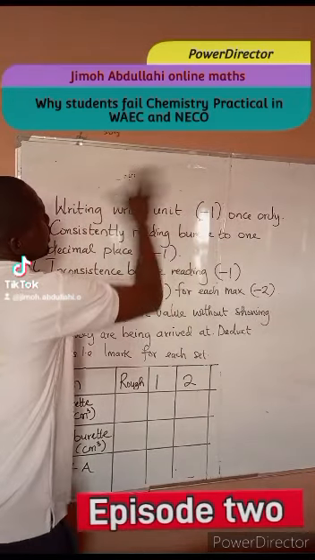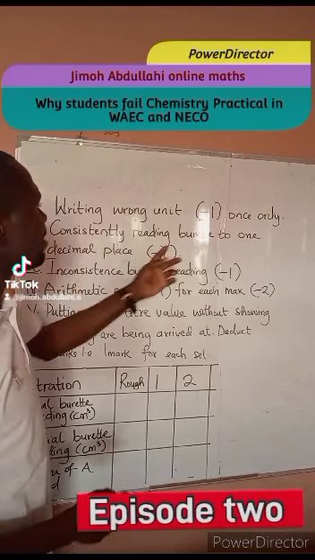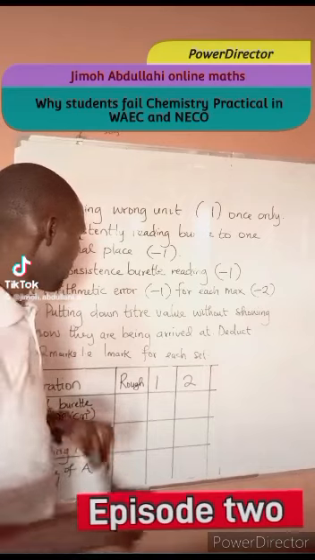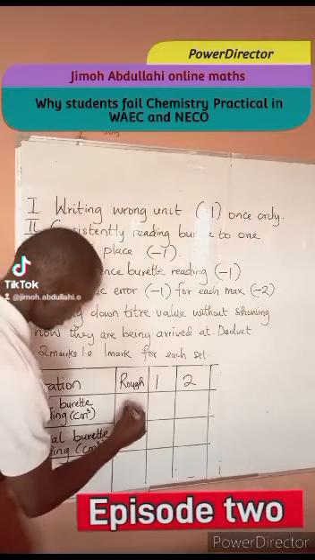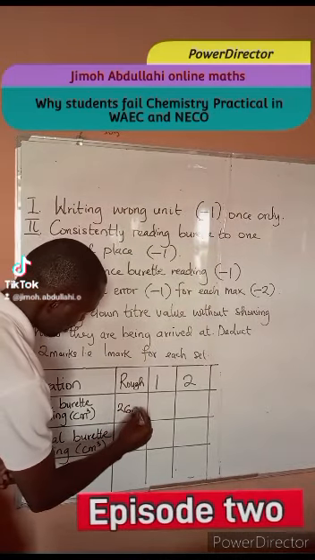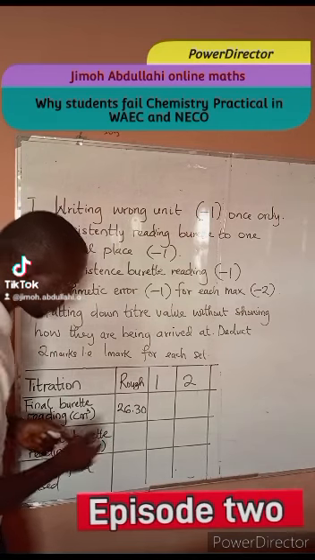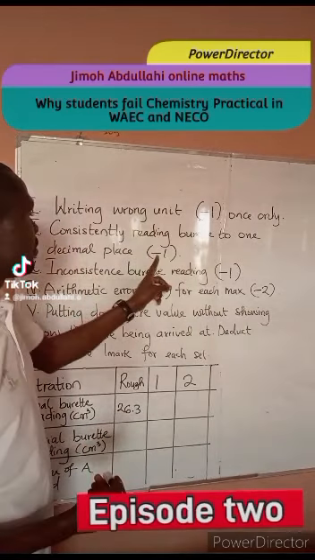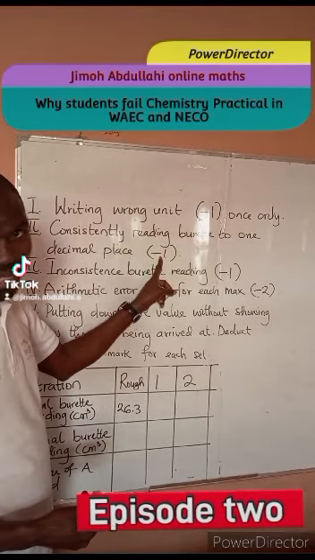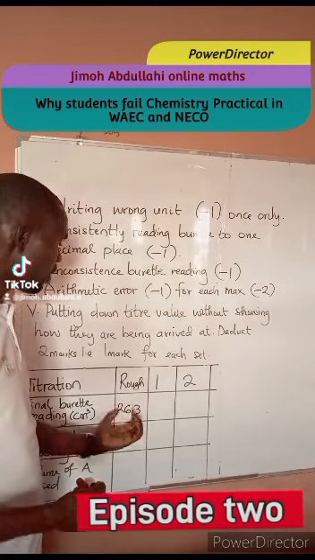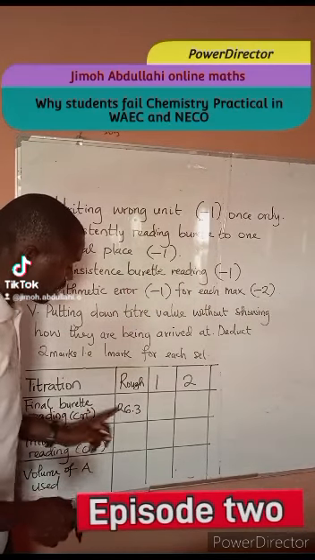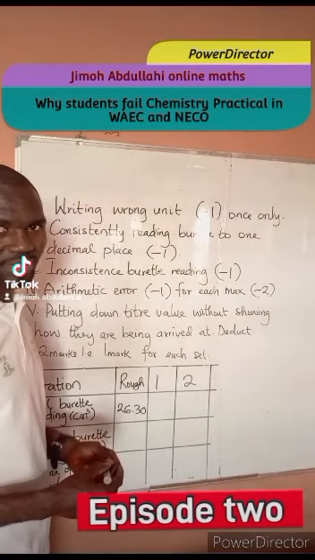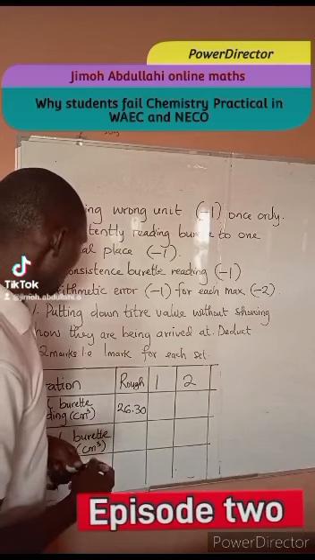Alright, that's one. Then the second one is consistently reading burette to 1 decimal place. For example, instead of writing 26.30, you write 26.3. We are going to have a deduction of 1 mark, that's -1. So even if your reading is 26.3, there's need for you to add 0 to it. Is that taken?